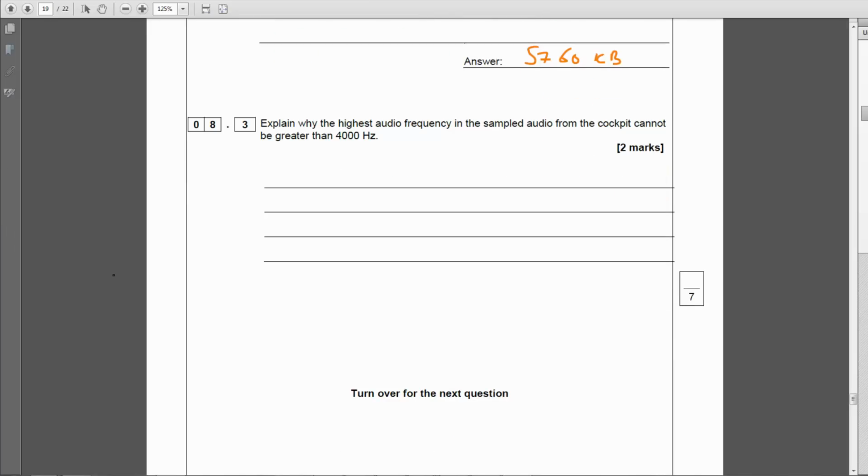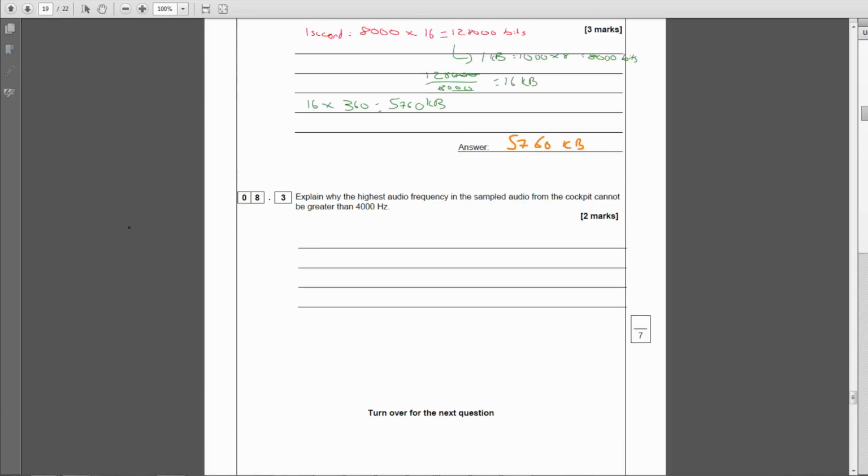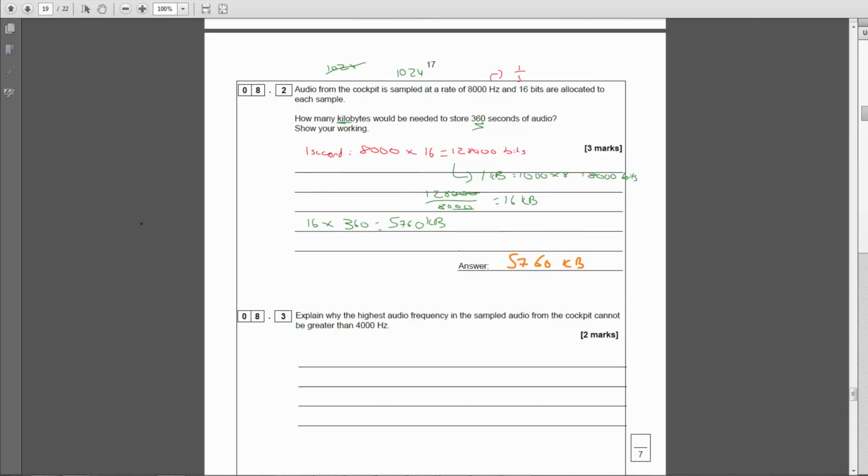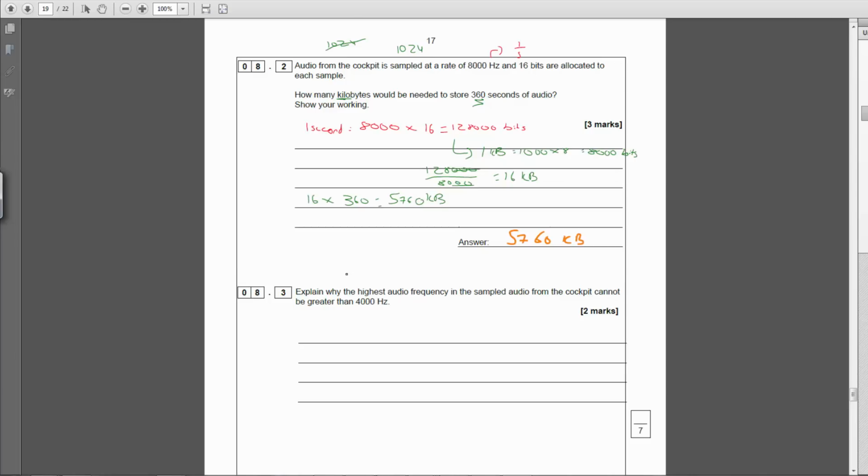Right, our next question is asking us to explain why the highest audio frequency in the sampled audio from a cockpit cannot be greater than 4,000 Hz. Okay, so I can immediately recognise what this is asking us to talk about. It's asking us to talk about Nyquist's theorem, or the Nyquist theorem.